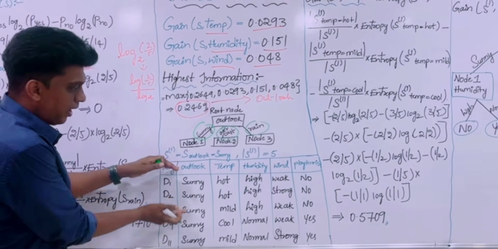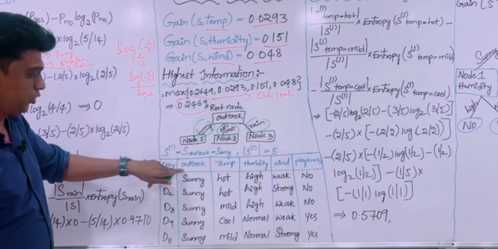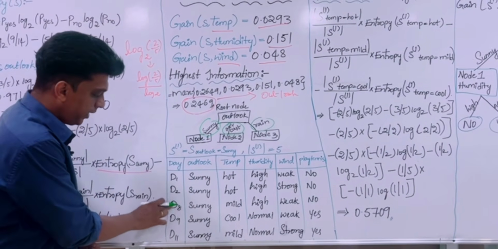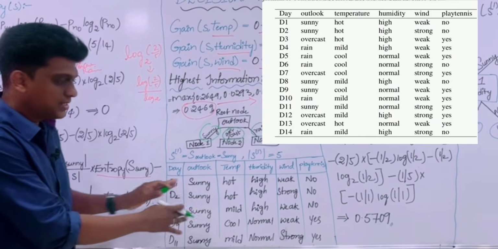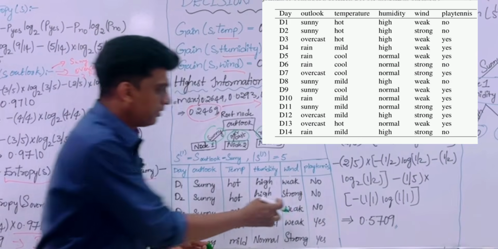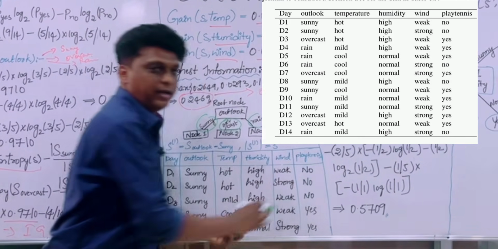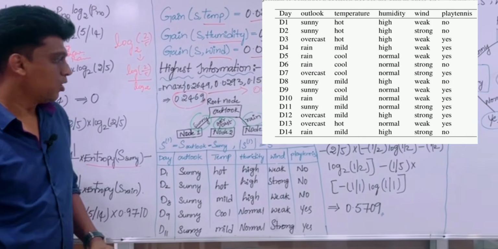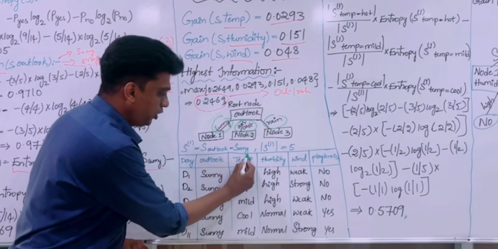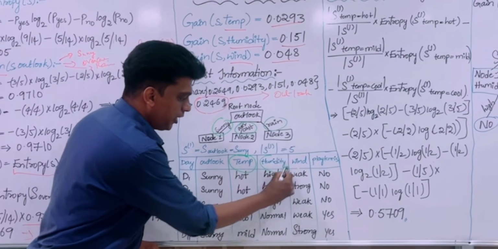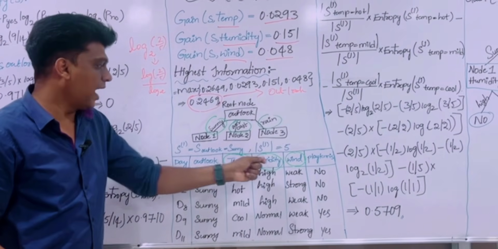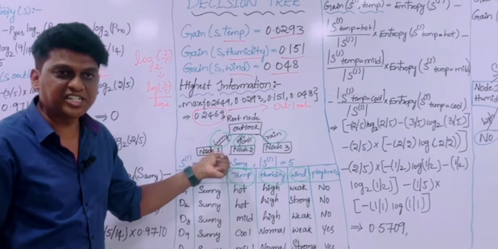Now under Outlook, I am going to take sunny. So I simplified the table. I need to find out for all the sunny days. Among the 14 days, day 1, day 2, day 8, day 9, day 11 are sunny days, and the corresponding temperature, humidity, wind, as usual I have taken. Then the target variable, PlayTennis, I should take. Then I need to find the gain for temperature, humidity and wind, and from that I will decide which one is the first leaf node.